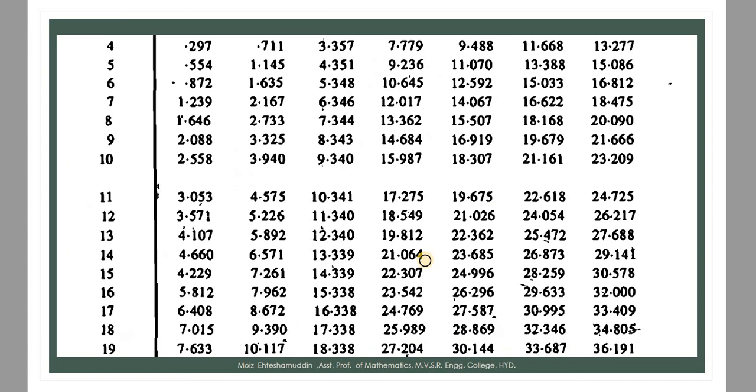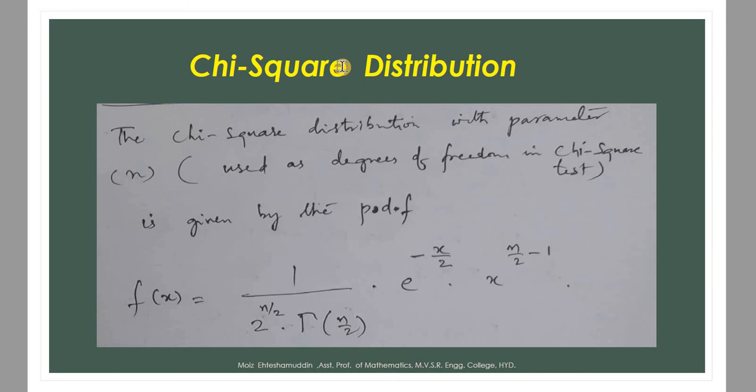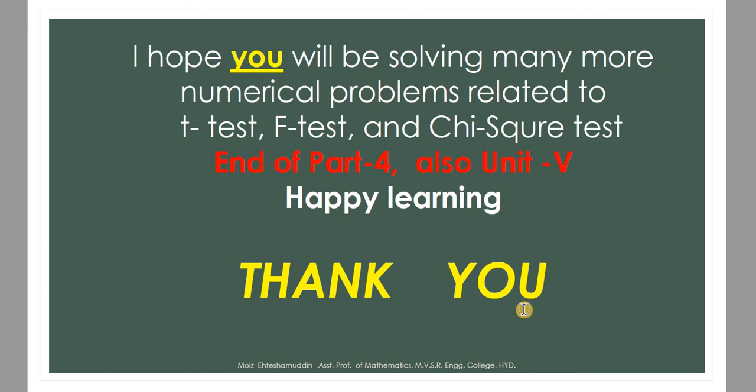Interested students can see that the chi-square distribution has a probability density function f of x equal to 1 by, and so on. And I hope you will solve many more numerical problems related to these tests. Let us end this small session on the chi-square distribution, which gives us the chi-square test to check the two topics in our syllabus, that is goodness of fit and independence of attributes. Thank you.